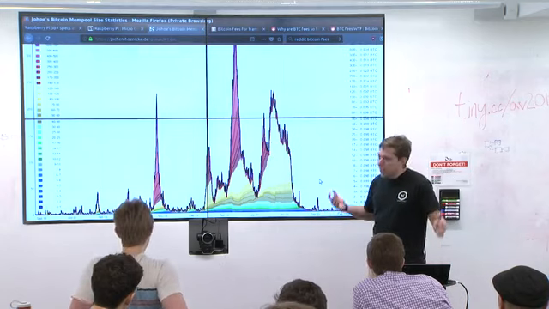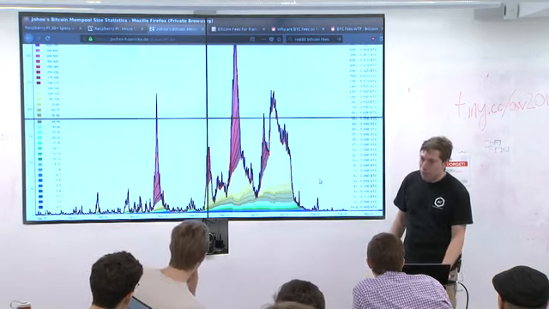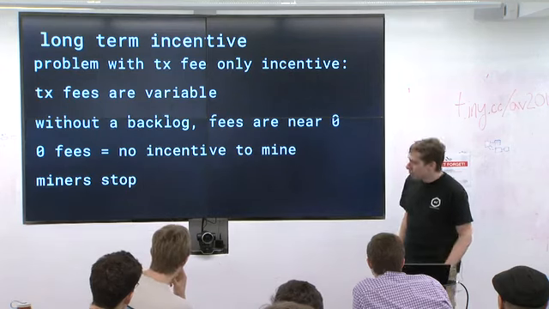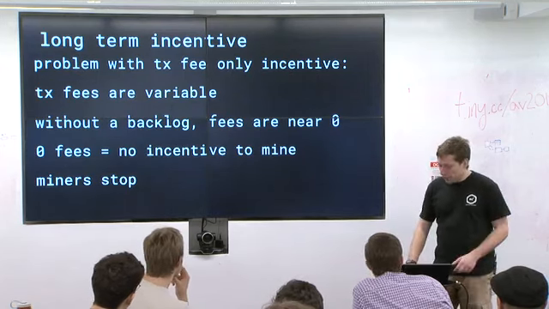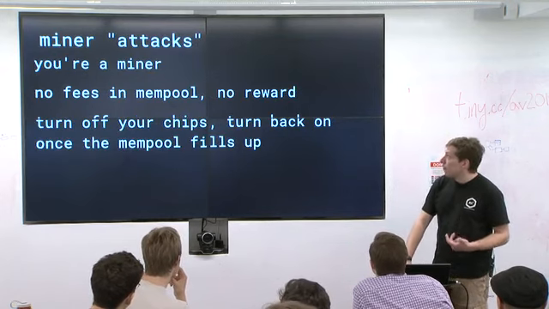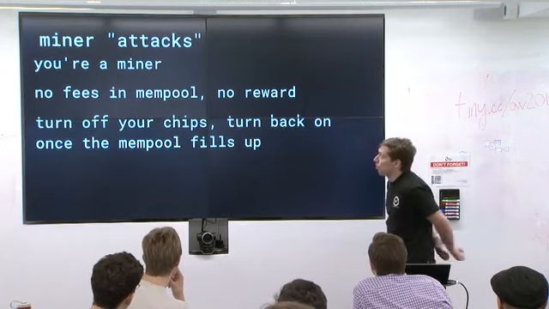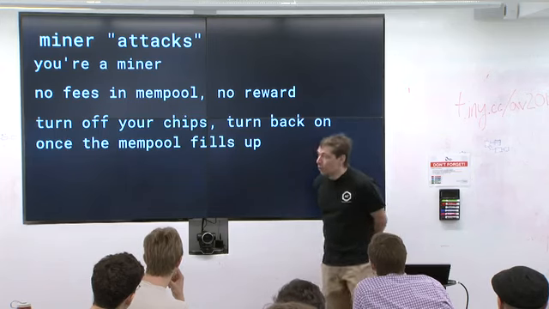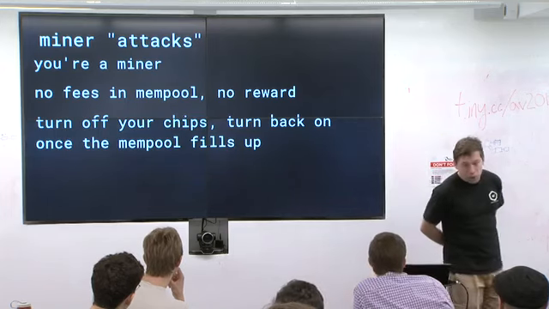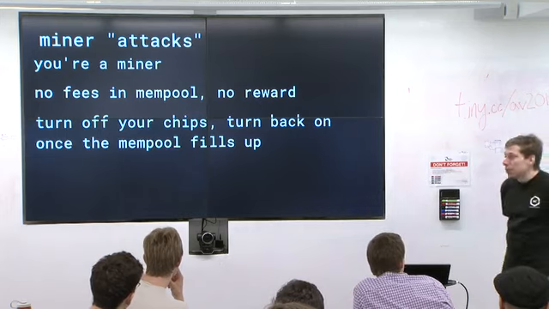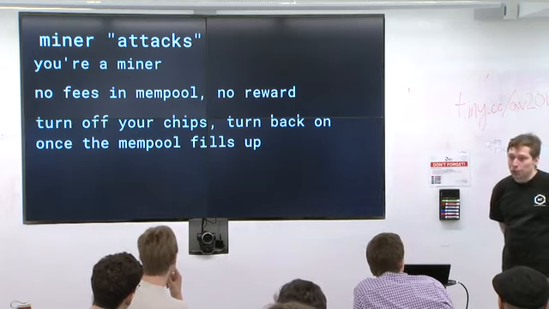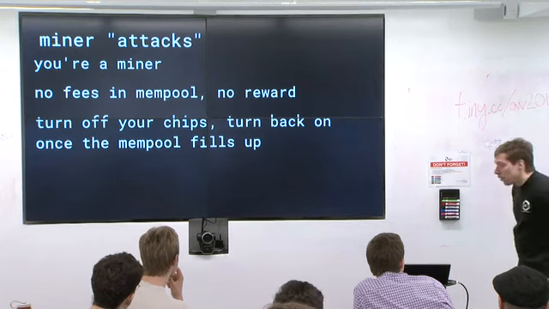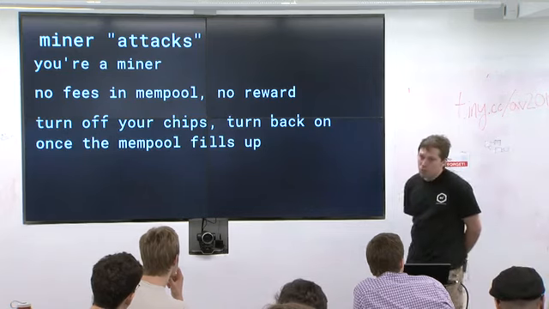And then here, they're like, I guess, wrap it up, close down the mining facility. And that could be a problem even on much shorter timescales, such as the timescale of a single block. So for example, here's what you do. You're a miner. There's no fees in the mempool. There's no reward. There's no reason to mine, right? Turn off your chips, and then turn them back on once the mempool starts filling up, because it will eventually. But the idea is, okay, for the next couple minutes, I'm just idling.